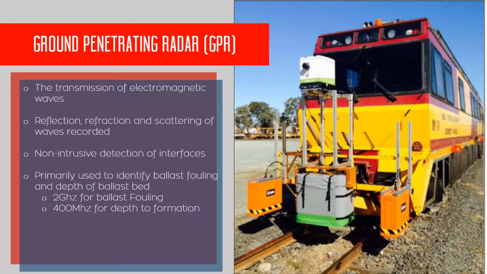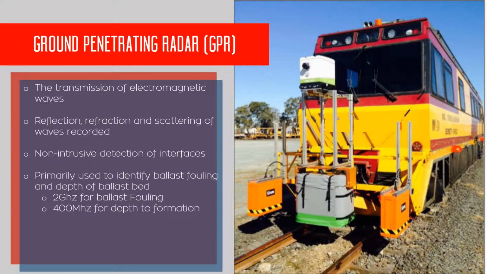Ground-penetrating radar is an operation that has been developed to utilize the transmission of electromagnetic waves via an antenna into a subsurface. The reflection, refraction, and scattering of these waves from the interface within the subsurface are then received and an image of the data can be formed.